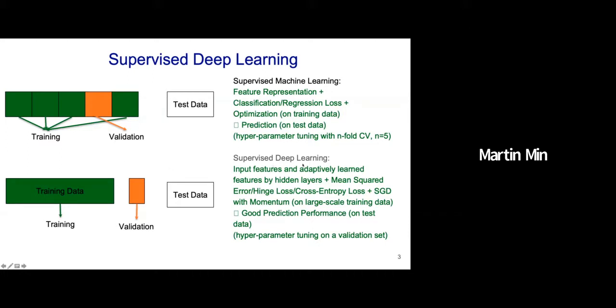So we talk about supervised deep learning. We have the input features, for example, the RGB pixels of the image, and then we use a deep neural network to learn the features. We define the architecture of the neural network, and then we need to define a good error function, a loss function, for example, the mean squared error, hinge loss, or cross entropy loss. Then we use some optimization algorithm, such as stochastic gradient descent with momentum or Adam, to train our neural network. And then we get a very good performance on the training data. We test it on the test data, and as we talked about, we tune the hyperparameters on the validation set.